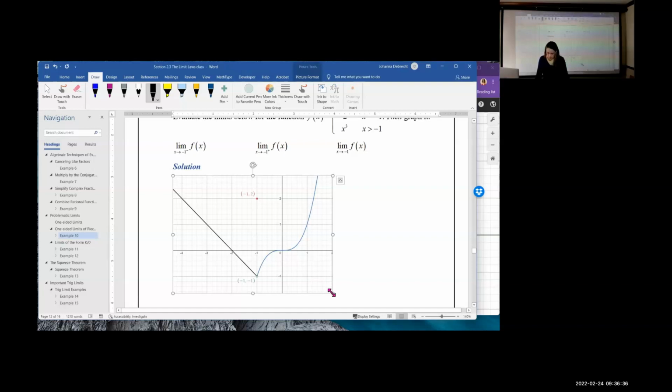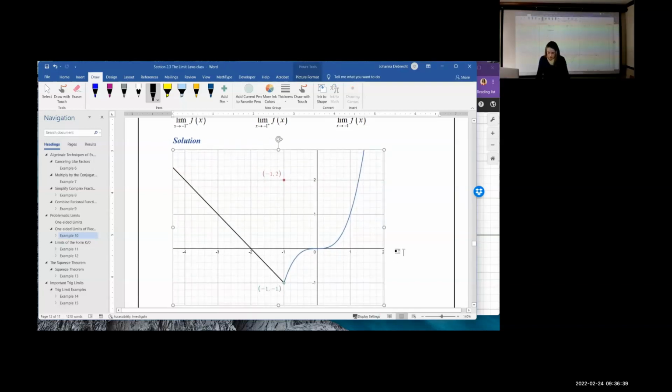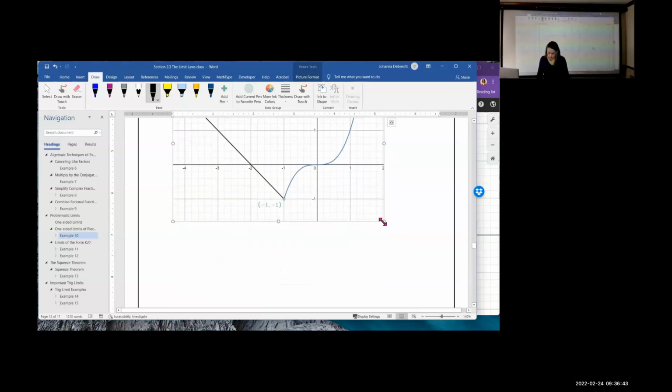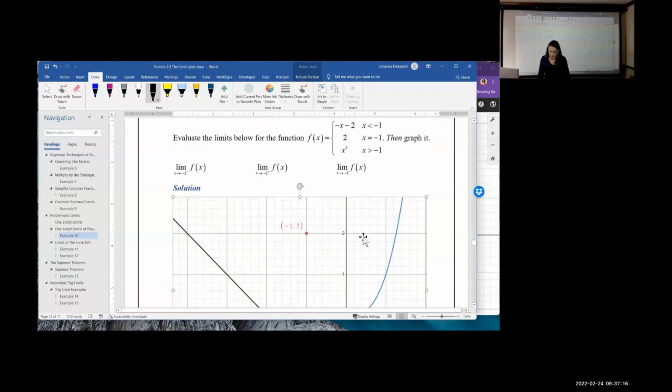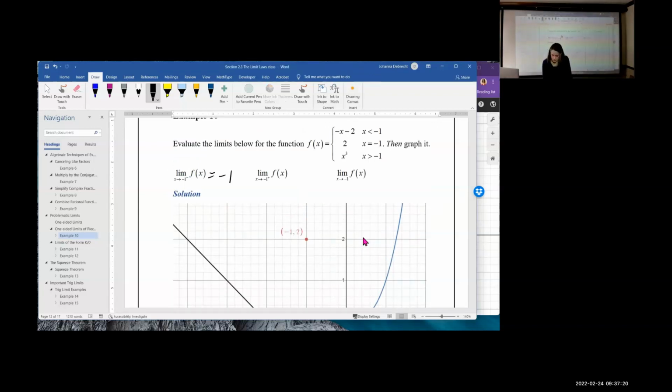And now the question is, what are the limits as x approaches -1 from the left, from the right, and then the two-sided limit? All right, so as I'm looking at this graph and I'm approaching -1 from the left, I'm approaching from values that are below -1. So I find the graph and I come along. It looks like it's going to hit the y value of -1. Does everybody see that? From the left, it looks like it hits -1. What about from the right? Well, it looks like it hits -1. Does it hit -1? No, it hits 2. But it looks like it's going to hit -1.